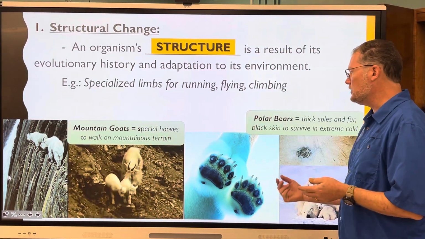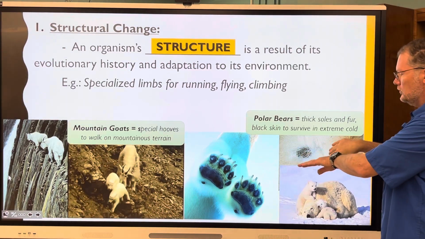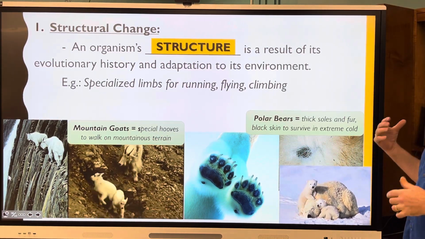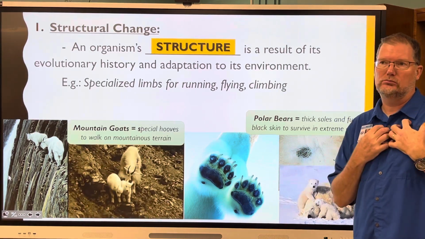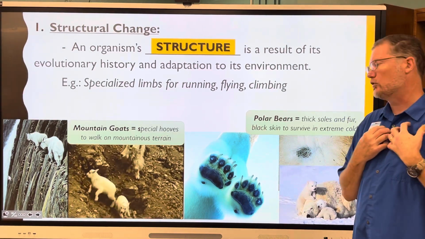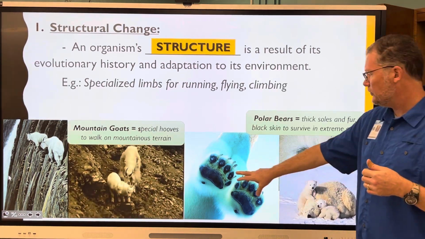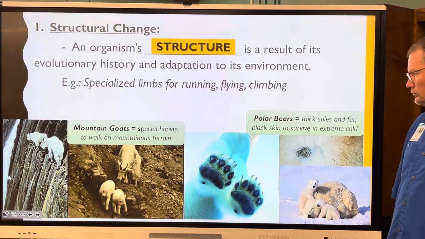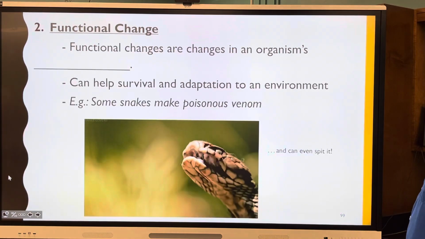Polar bears with their black skin, this is if you remove the white fur, they have black skin underneath, which increases their ability to store solar energy. Okay, that gets through the fur, and padded feet, blubber, thick skin, all that. And then specialized limbs for running, flying, climbing.